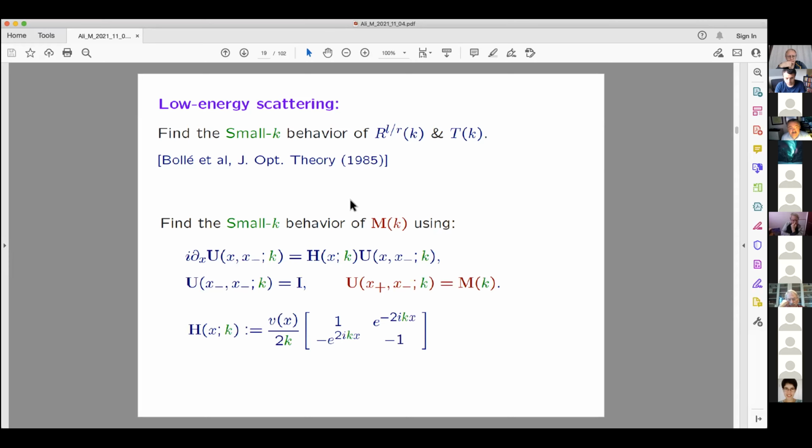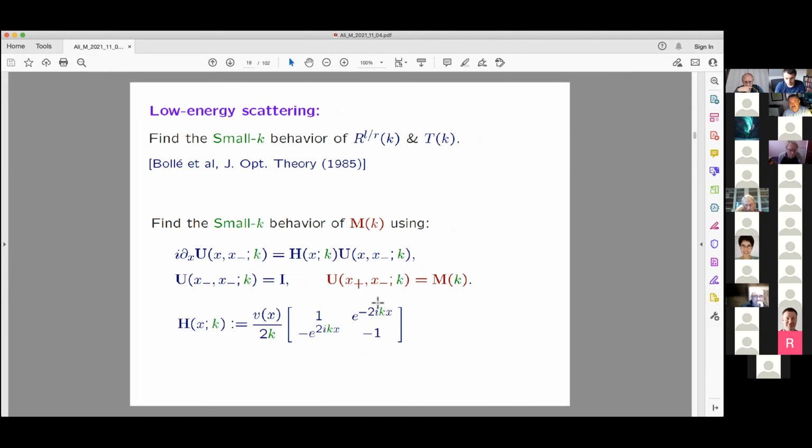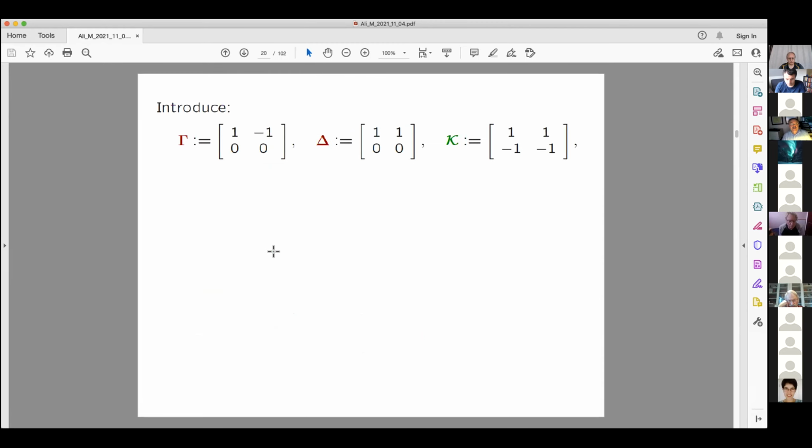So the idea was that, well, if I write back the time-dependent Schrodinger equation for this Hamiltonian with k-dependence explicit, I have these formulas, and the k-dependence of the Hamiltonian is very simple. There's 1 over k in front of the Hamiltonian, and then there is this exponential. So it's an analytic part times 1 over k. So we thought, just try to see whether we can get the k expansion of this evolution operator using these equations. So here is what we did.